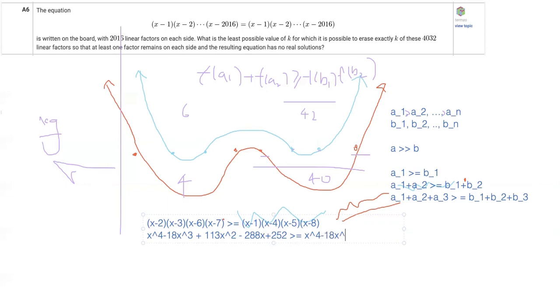It works on 18x cubed plus. Sorry, I just took a moment to think about other ways we can prove this. We can also say that when we're between these two blue ones, the magnitude of the blue products is less than the magnitude of the red ones. And when we're between here, the magnitude of the blue products is greater than the magnitudes of the red ones. But it's not so obvious. So I'm just going to keep that idea open for later.